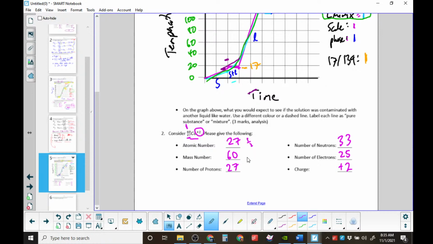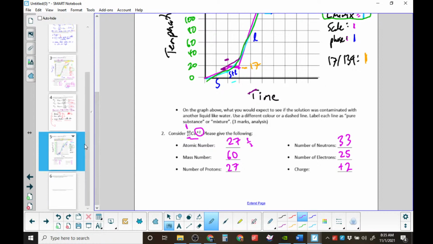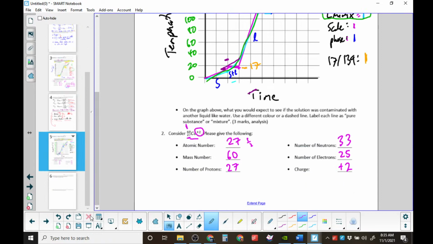Half a mark each. For isotopes from last year. Questions on that one? Always. The atomic number is just a fancy word for number of protons.